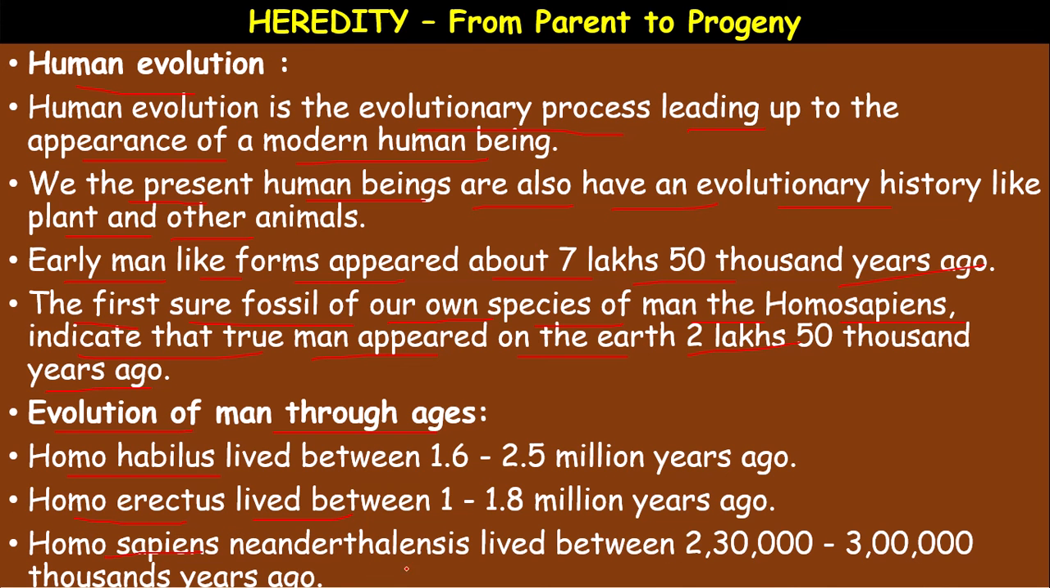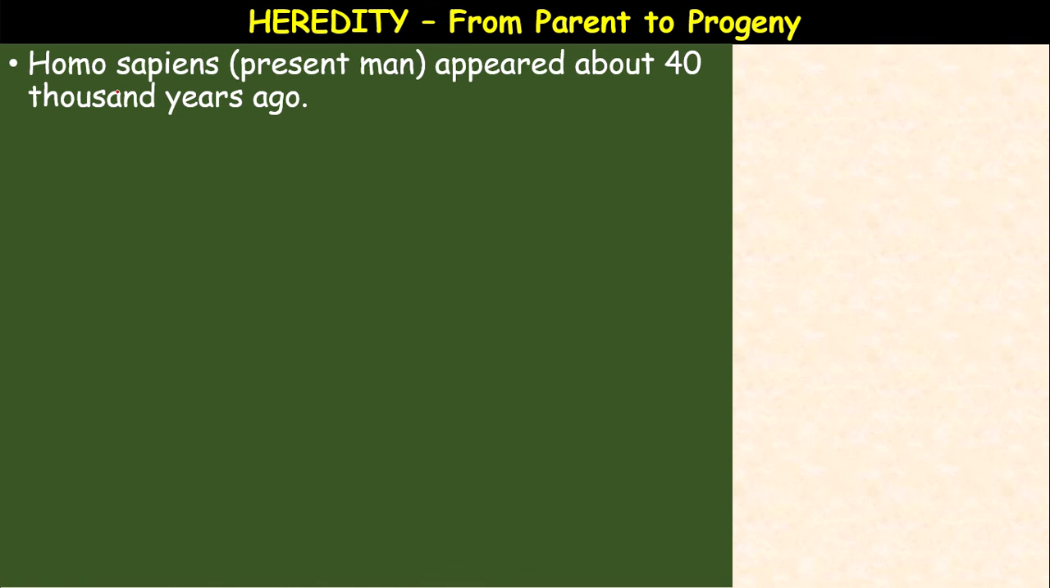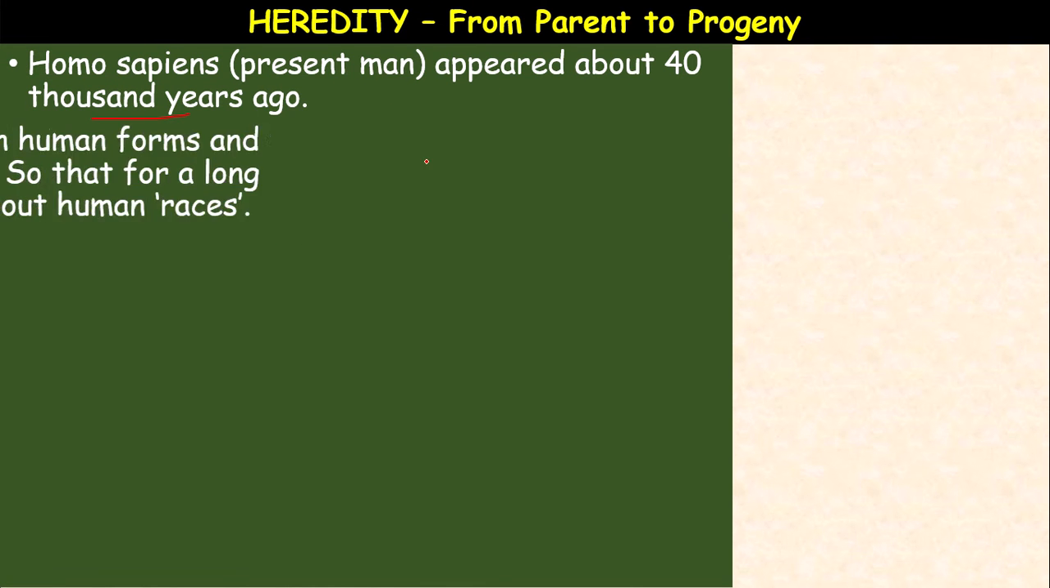Homo sapiens neanderthalensis lived between 2 lakh 30,000 to 3 lakh 1000 years ago. Next, Homo sapiens, present man, appeared about 40,000 years ago.